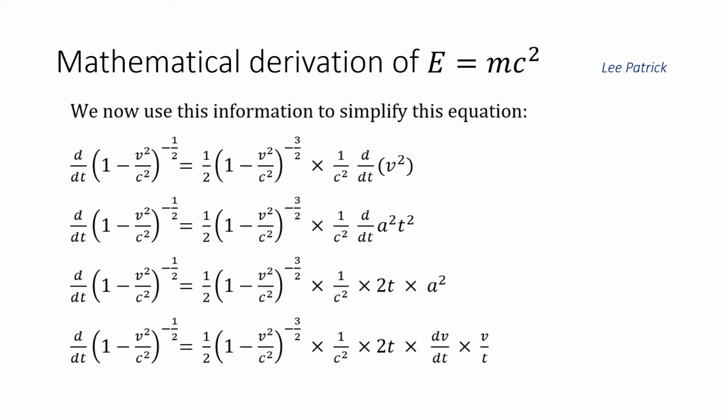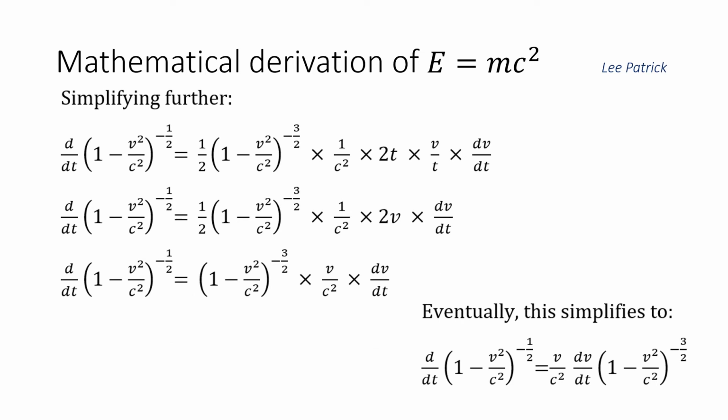In the second line of the working, we swap v squared for a squared t squared. We then differentiate t squared to obtain 2t. In the final line of the working, we swap a squared for dv by dt times v divided by t. In the second line of the working, we tidy up 2t times v over t to obtain 2v. In the third line of the working, we tidy up 1 over c squared times 2v times dv over dt to obtain v over c squared times dv over dt.